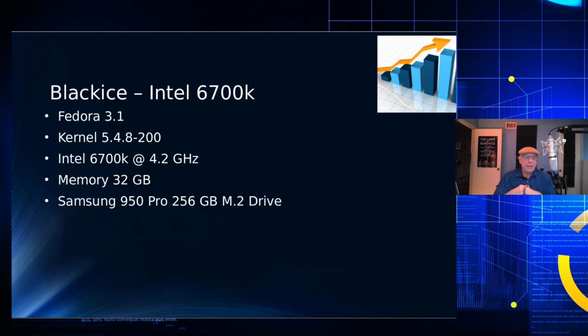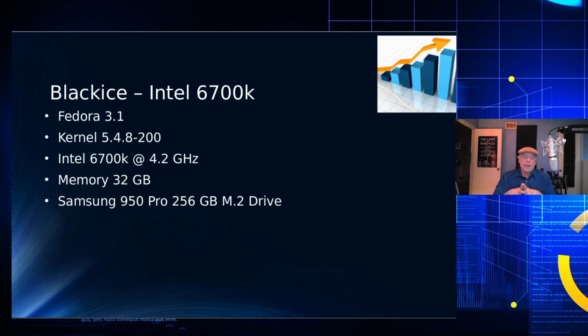But to talk a little bit about these machines, I'd mentioned that Black Ice is an Intel 6700K. I tried to standardize as much as I could on the operating system. Now, in the ARM's case, I can't. There are some problems running Fedora on ARM at the moment, particularly with the Odroid ARM. So it's not a fault of Fedora. It's just the way Odroid does things, and so Fedora doesn't work. It's running Fedora 31, kernel 5.4.8-200. The 6700 has a slight overclock, 4.2. Memory is 32 gig, and then there's a Samsung 970 Pro 256 gigabyte M.2 drive.